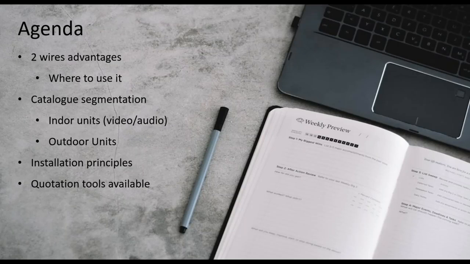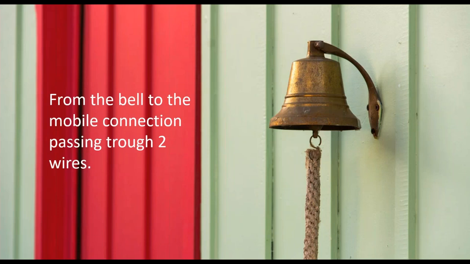So today we are going to talk about the two-wire system. As you know, Bticino has several systems, and the topic of today is the two-wire system. So we will talk about two-wire advantages and where to use it, the catalog segmentation. We will talk as well about the indoor units and the outdoor units. Installation principle, a bit of technical things to understand the main rules, and the quotation tools available, because it's important to know how to make a list.